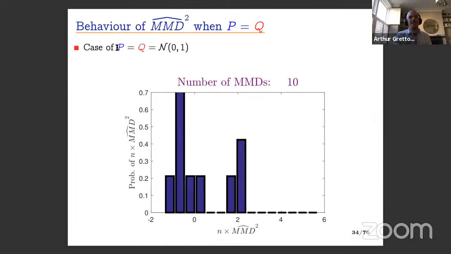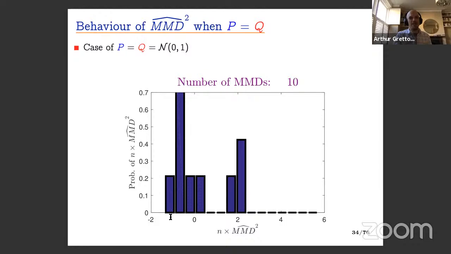Let's say that I draw P and Q as standard Gaussians. Now on the x-axis here, I'm going to plot not square root of n times MMD, but n times MMD, so that already should worry you a little bit. And on the y-axis, I'm going to plot the probability of seeing a particular n times MMD squared. Here I've done it 10 times, so I've got 10 items on my histogram, and this is what I've seen so far.